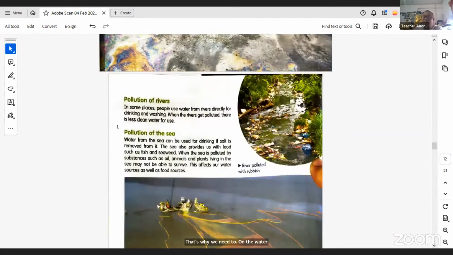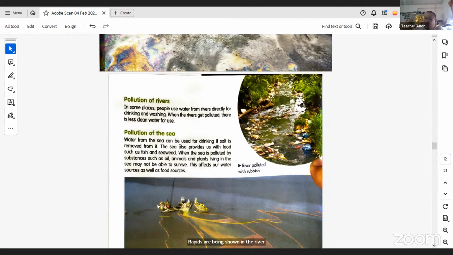Let's look at the different types of pollution. The most common one is pollution of rivers. Some people in some parts of the world like to use the water in a river as a rubbish dump. So you can see in this picture, rubbish is being thrown in the river.